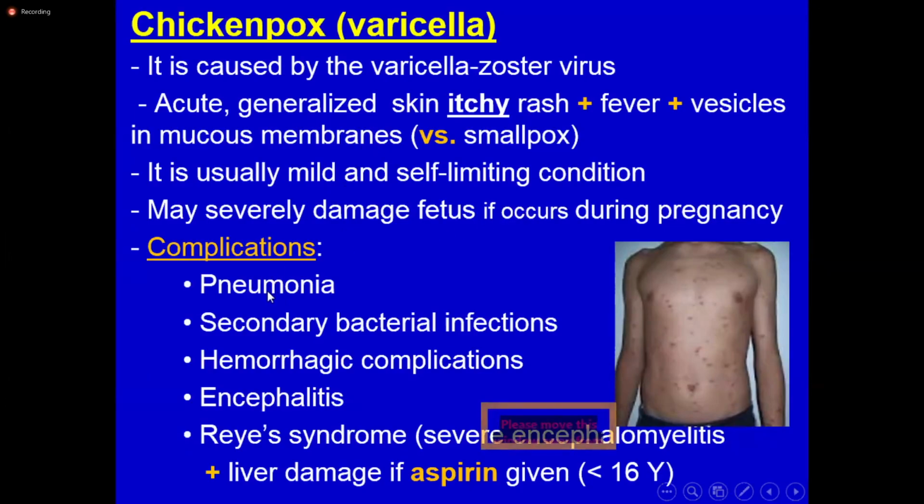What are the complications? Pneumonia, secondary bacterial infection, hemorrhagic complication, encephalitis, Reye's syndrome, very important. The child will have fever, and some people don't know and give aspirin. Also, liver damage may be caused if aspirin is given below 16 years of age. So there will be brain damage as part of Reye's syndrome and also liver damage.